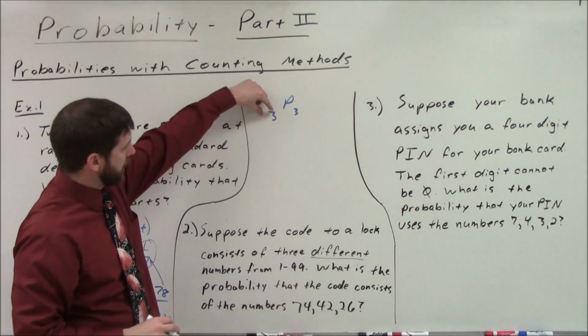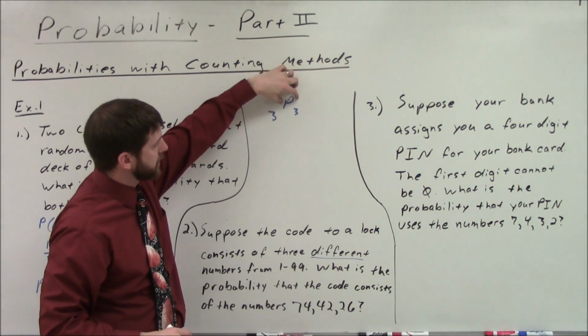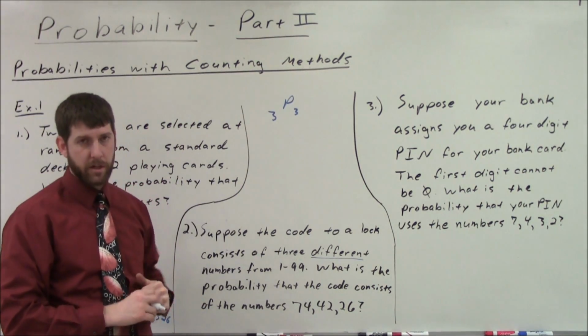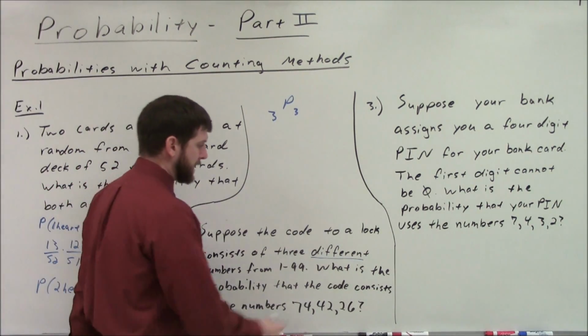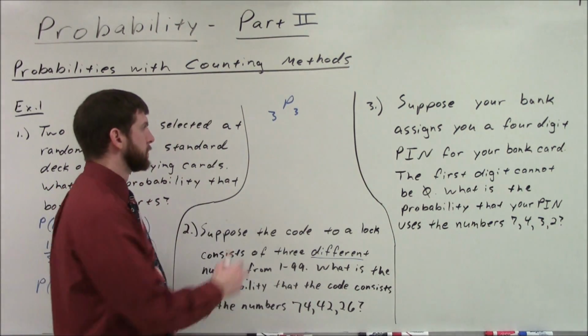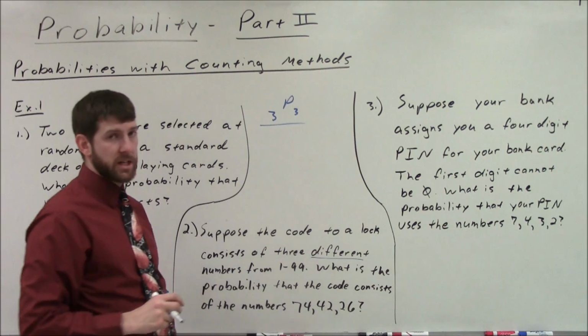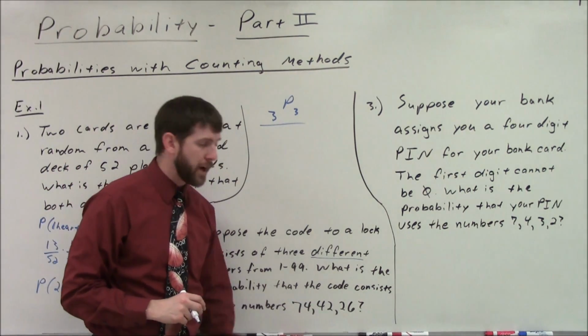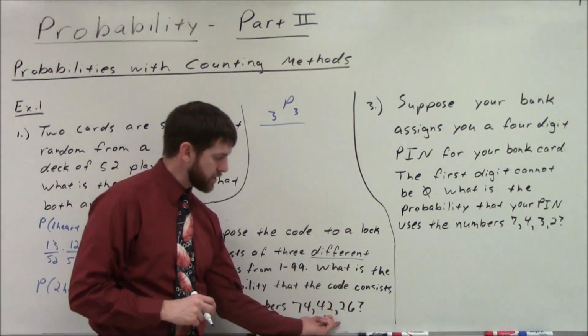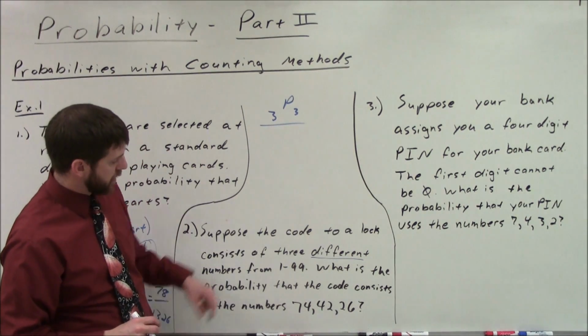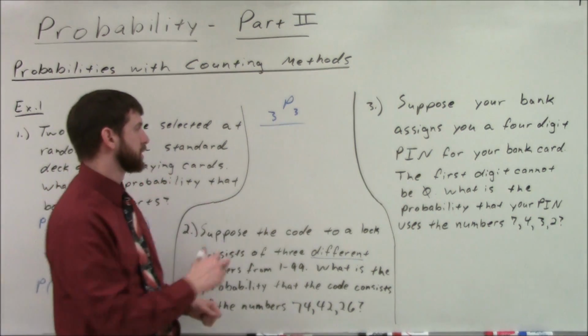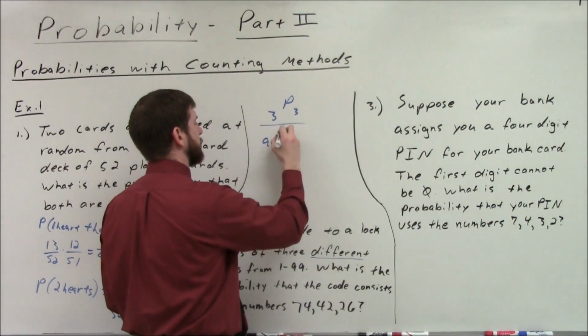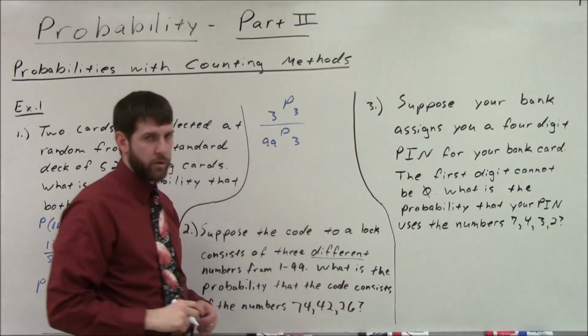3P3. We have 3 items, and I want all the different orders of those 3 items, because each order is a different code. So there's my number of successful outcomes. My number of possible outcomes is not focused on these 3 numbers, but all 99 numbers. So now we have 99 numbers put in all the different orders of 3.